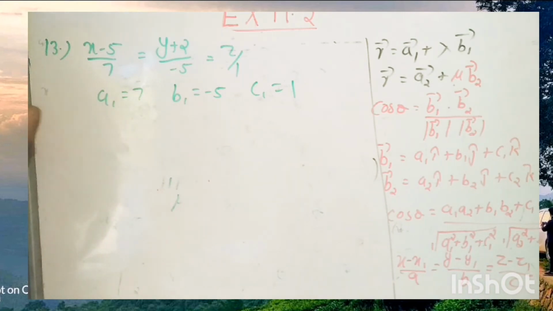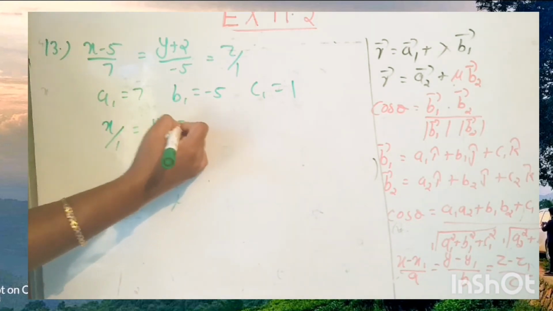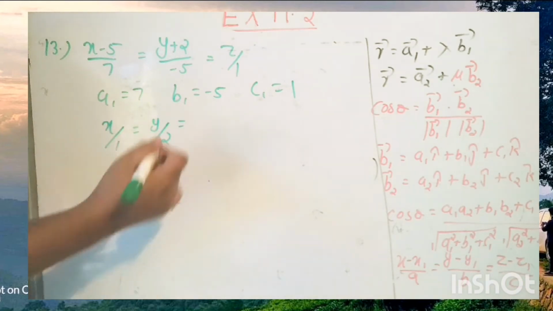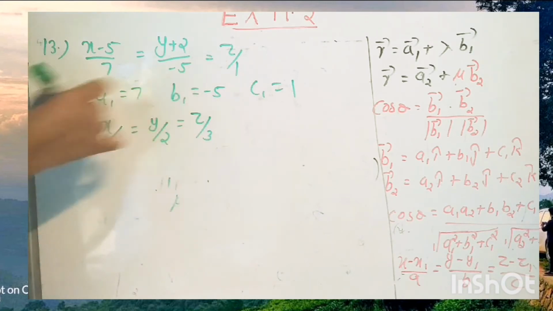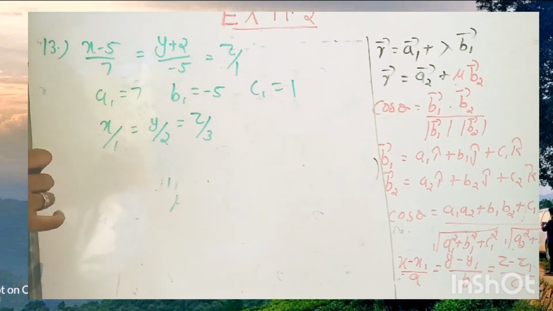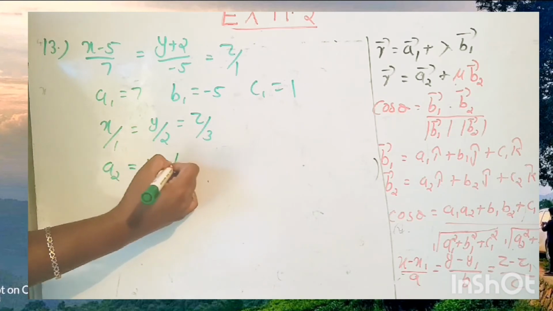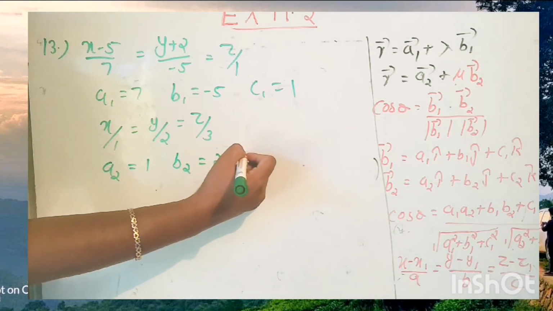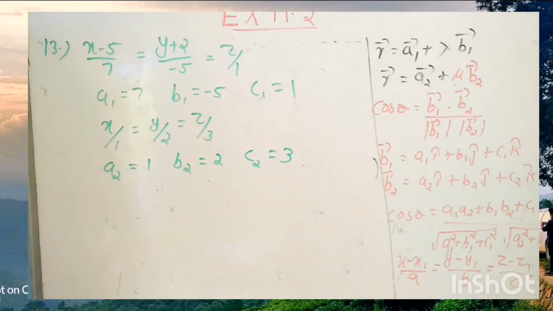And the second equation is x by 1 is equal to y by 2 is equal to z by 3. This is our second equation. And here also the coefficients of x, y and z are 1. So a2 is equal to 1, b2 is equal to 2 and c2 is equal to 3.